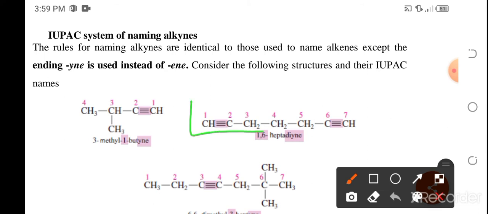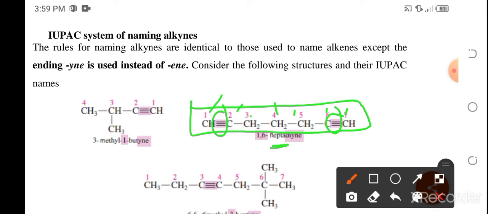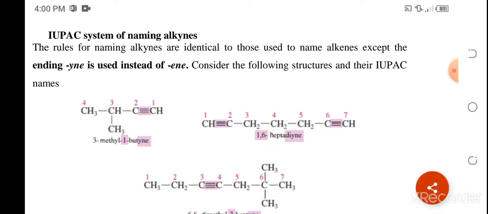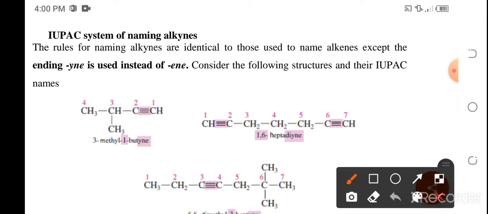Next example will be 1,6-heptadiyne. Okay, 1 and 6. Why hepta? Hepta means there are 7 carbon atoms in the parent chain, and that parent chain should contain the triple bonds. There are 2 triple bonds, so we are using di, and then the y and e denote that there are triple bonds. The numbering could start either from left to right or right to left. Nevertheless, we are still going to come up with 1 and 2, and 6 and 7.